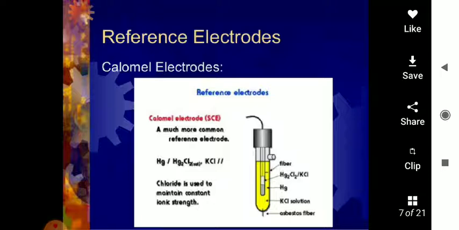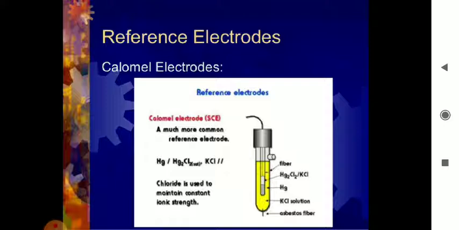Construction we have shown here. Chloride is used to maintain a constant ionic strength in the cell. Look at its construction. Mercury is in contact with mercurous chloride, and mercurous chloride is in contact with KCl, and this KCl has a constant concentration, that is 1 molar. So this is the construction of the reference electrode which we call the calomel electrode.